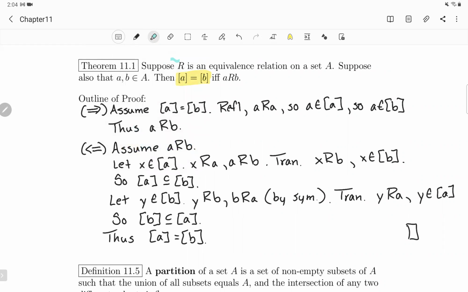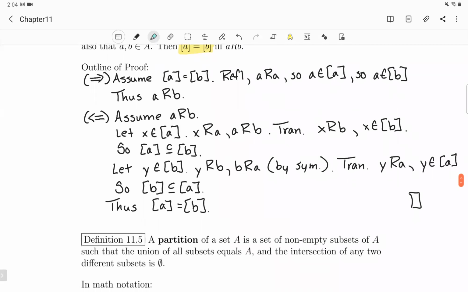Because this problem started, suppose R is an equivalence relation, I was allowed to use reflexive, symmetric, and transitive. You may have some problems that just say, suppose R is a transitive relation. Then you can use that fact, but you can't use reflexive or symmetric, obviously. But for an equivalence relation to work, for equivalence classes to make sense, you need all three. Notice we did use all three in our proof: reflexive, symmetric, and transitive.